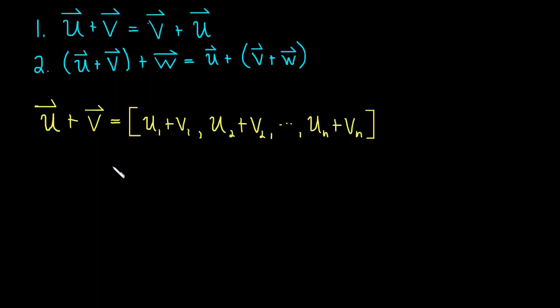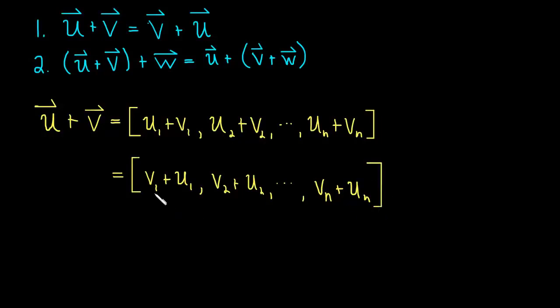Okay, well, remember, these are real numbers. The components of vectors in Rn are real numbers. And so we can use the commutative property of addition of real numbers to switch those around. So this is the same as V1 plus U1, because those are just real numbers, and addition of real numbers is commutative. V2 plus U2, and you keep going till you get to the end, Vn plus Un. Well, now here, this is the definition of V plus U.